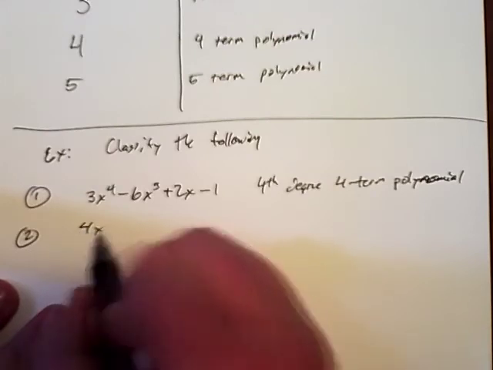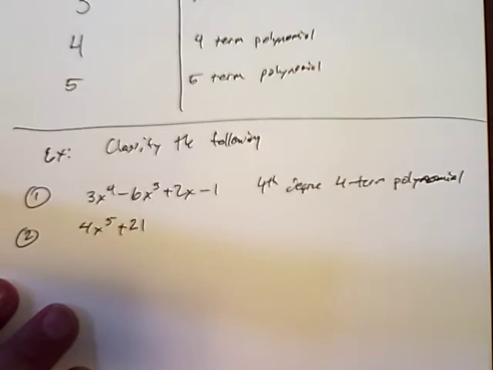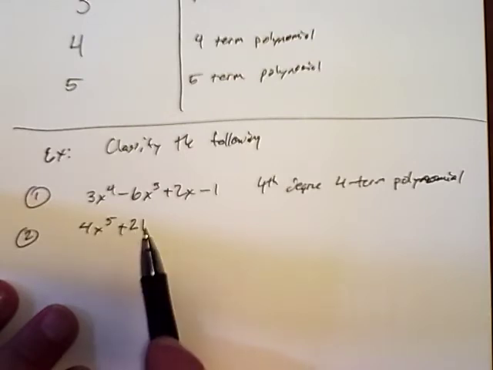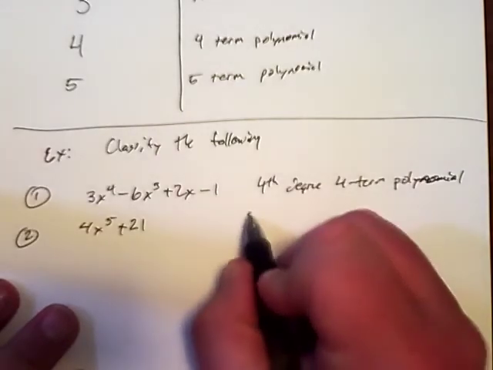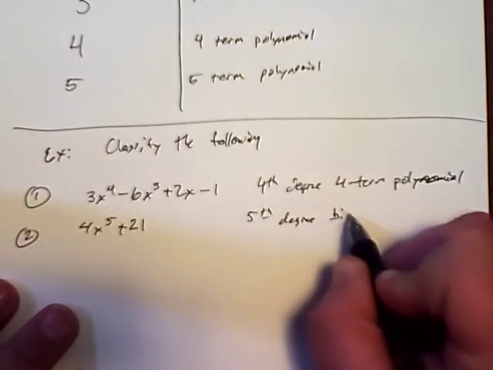Let's take a look at another one here. What if I had 4x to the 5th plus 21? And that's it. Well, how many terms do we have here? I see we have 2 terms, and 2 terms is called a binomial. What's the degree? The degree here is 5, so this would be a 5th degree binomial.